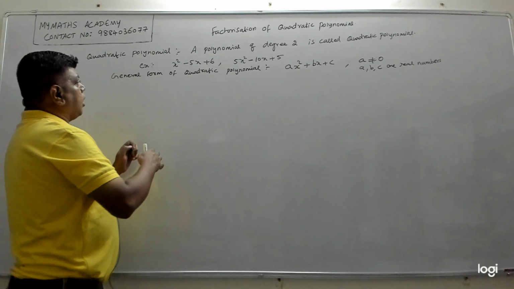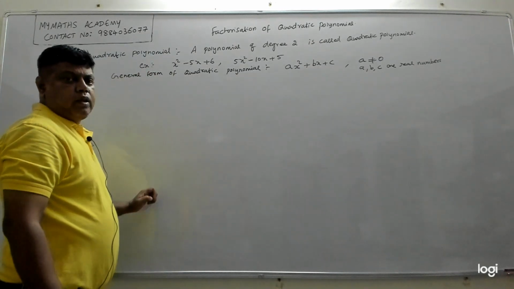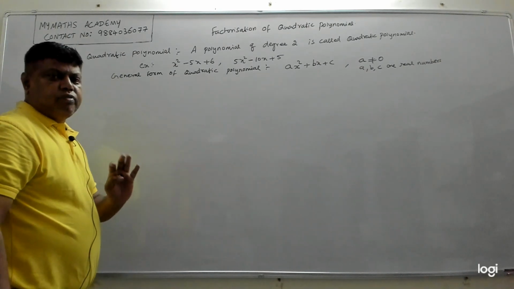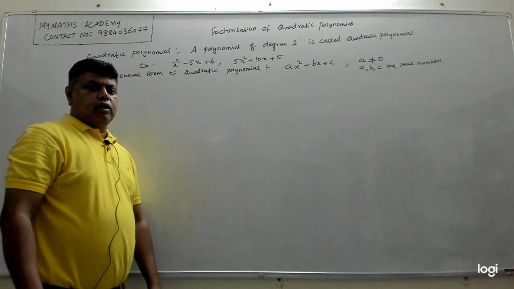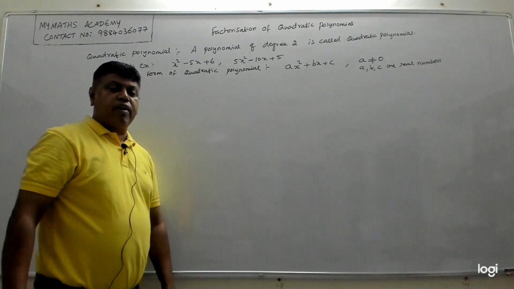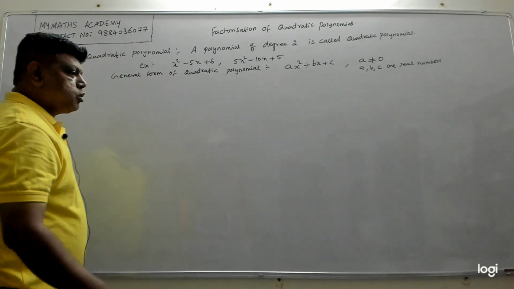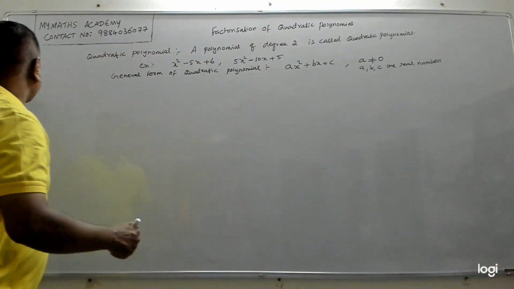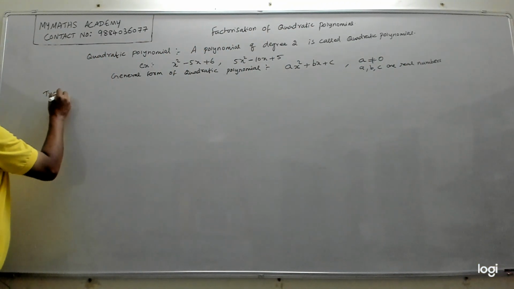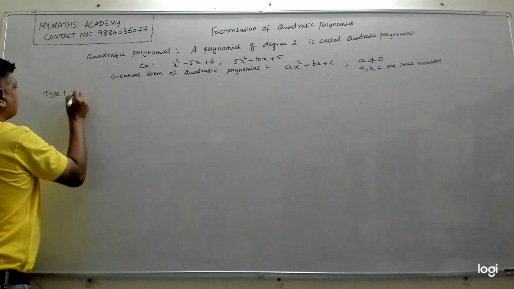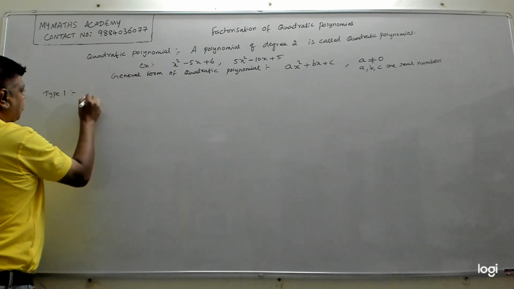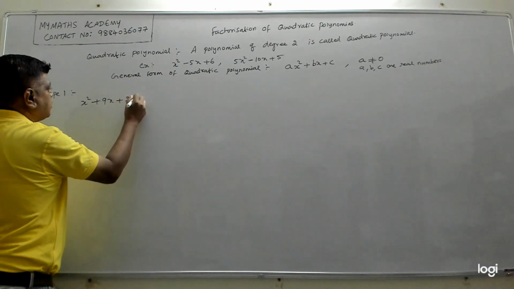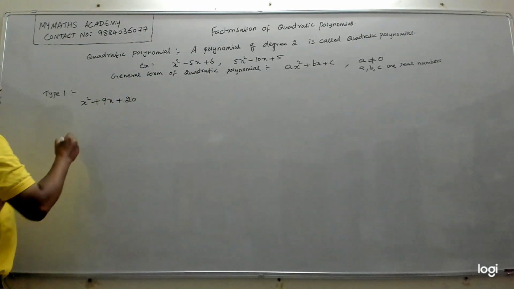Now, in this session, I will teach you how to factorize a quadratic polynomial. We have 4 different types of quadratic polynomial, and I will teach you how to factorize each one of the 4 types. So first I will start with the first type, say type 1. Suppose let's take a quadratic polynomial, x square plus 9x plus 20. Now we need to factorize this. The question is: factorize this polynomial.